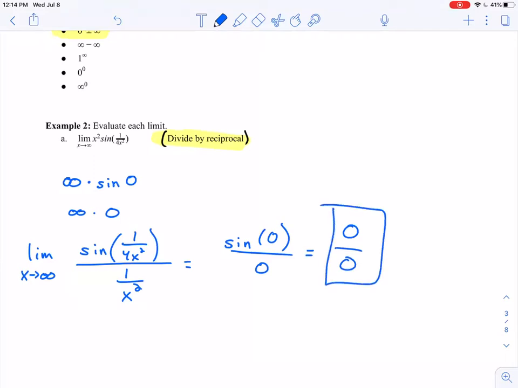This is something that we can now use L'Hopital's rule with. Again, we couldn't use it before when we had infinity times 0, but if we rewrite this expression in a way that looks like 0 over 0, then yeah, absolutely, we can use L'Hopital's rule here.